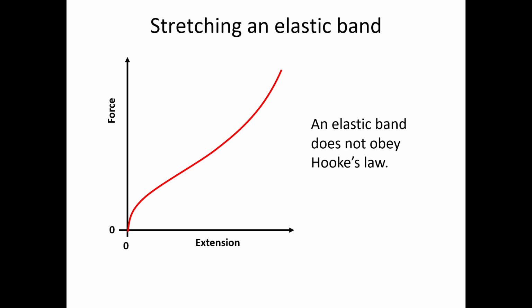Because some exam questions can be a bit tricky, and students end up drawing a straight line through the points where it shouldn't be a straight line, and they're missing out on marks. So yeah, elastic bands don't obey Hooke's law.